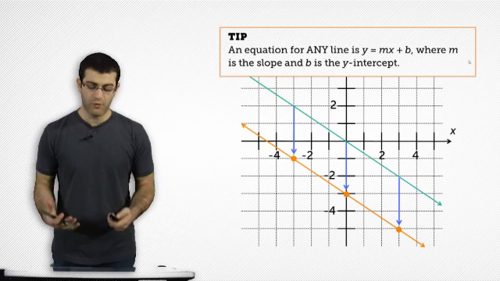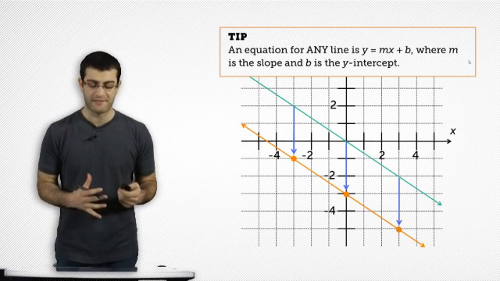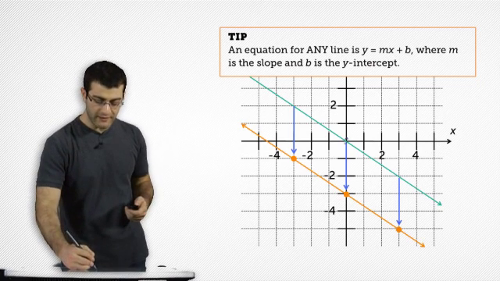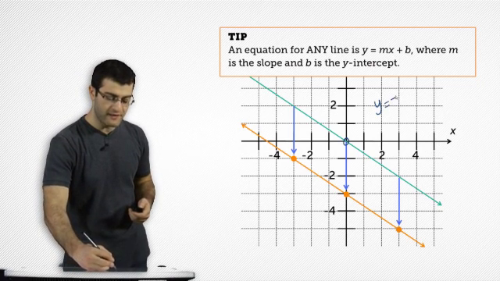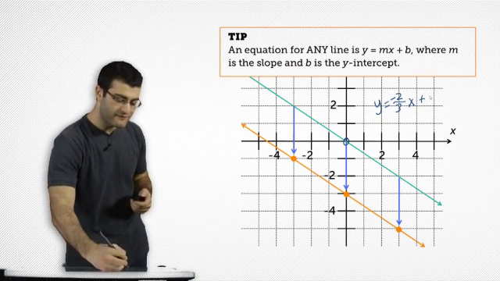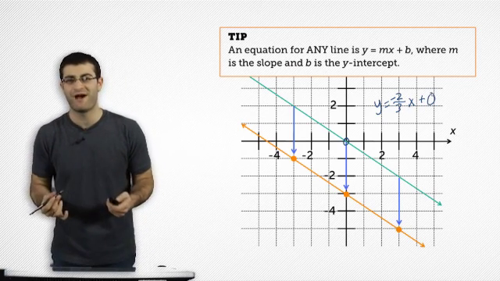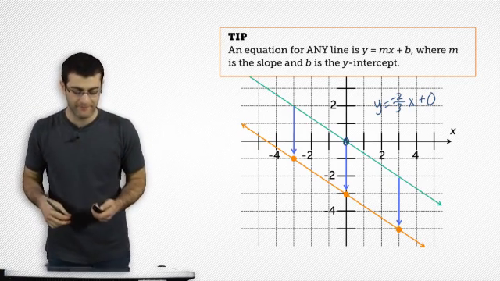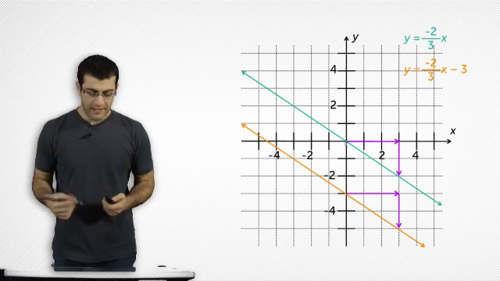All right, so an equation for any line is y equals mx plus b, where m is the slope and b is the y-intercept. But you noticed on the green line, we just called it y equals -2/3 x. But there's sort of this missing plus 0, so technically it does have that y-intercept. It's just that the y-intercept happens to be at 0, so we don't have to write anything. Okay?